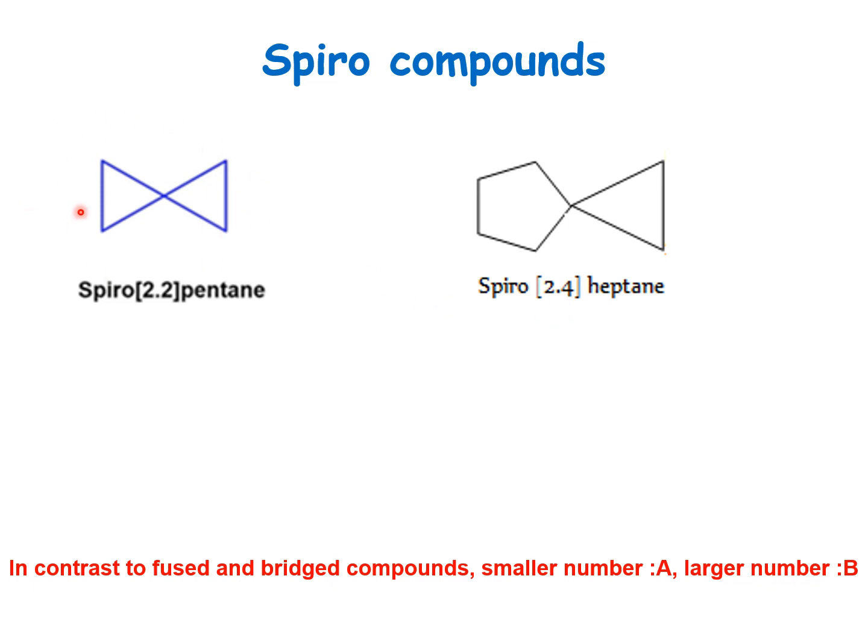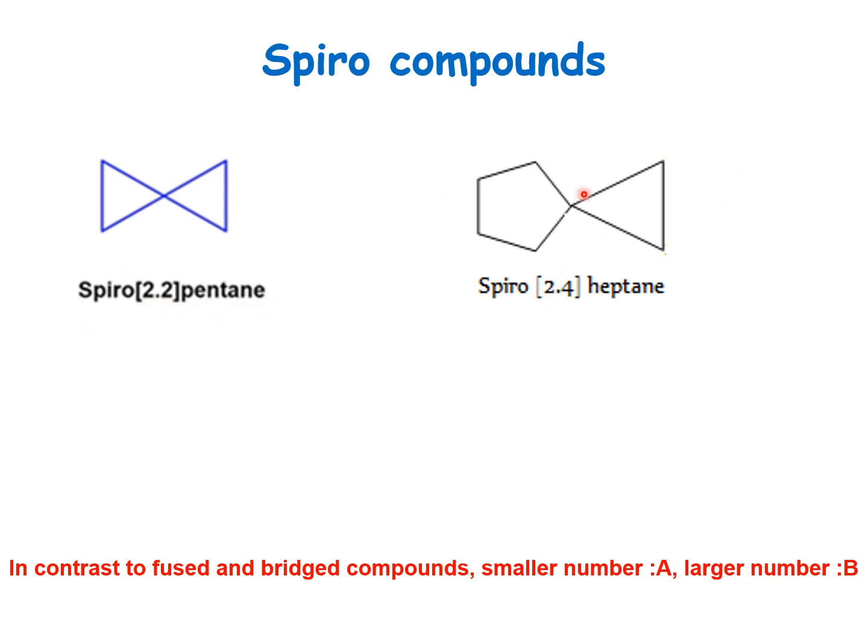So simplest compound we have total 5, so it is pentane, and because there is no fusion as well as bridge in between, third number is deleted. In the bracket there will appear only 2 numbers. So that 2 numbers will indicate how many carbon atoms are on both the sides which are not part of the spiro point. So there are 2 on left hand side, 2 on right hand side, and here prefix is spiro rather than bicyclo. So it is spiro 2.2 pentane.